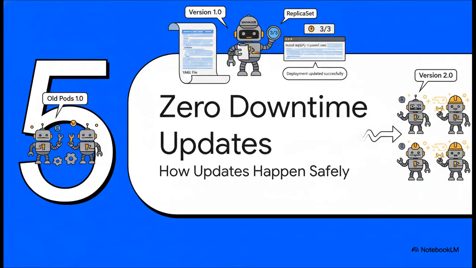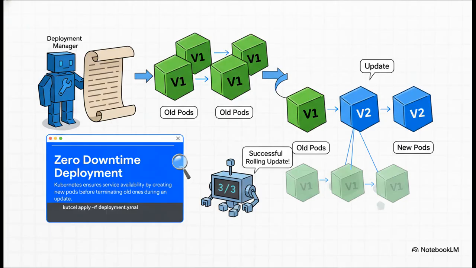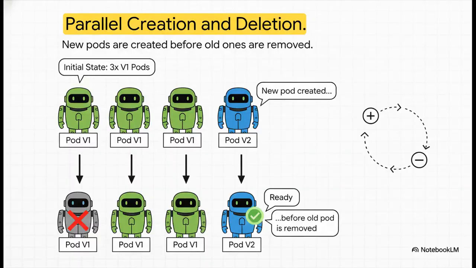Okay, next up, the magic of zero downtime. We know how to heal, we know how to scale, but how do we update our actual application code without taking everything down? This is what's known as a zero downtime deployment. The whole idea is to make sure your service stays available during an update. Kubernetes does this by creating the new pods before it gets rid of the old ones. It's a carefully managed handoff. And here's the key phrase to remember: parallel creation and deletion.